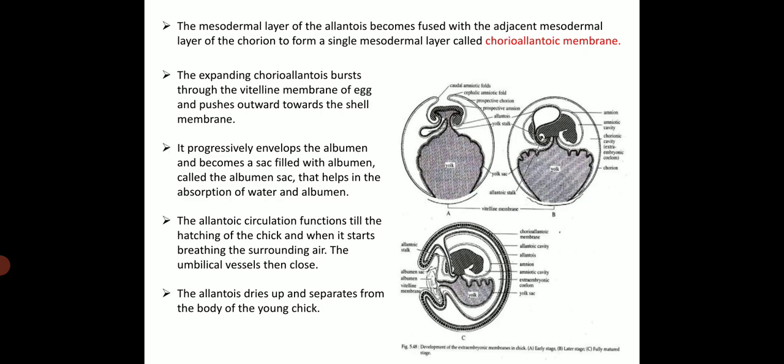So when you see the fully matured stage, you can see the allantoic sac, allantoic stalk, albumin sac, vitelline membrane, chorioallantoic membrane, allantoic cavity, allantois, amnion, amniotic cavity, extra-embryonic coelom, and the yolk sac. So these are all the structures you can see when all the fetal membranes have been developed. This is all about the development of each of the fetal membranes, starting with the yolk sac and ending with the allantois.